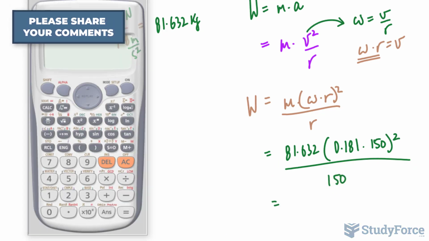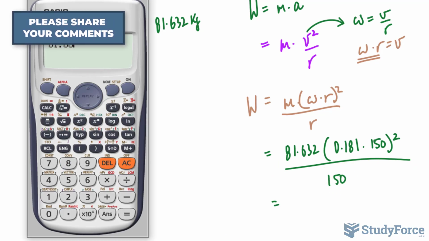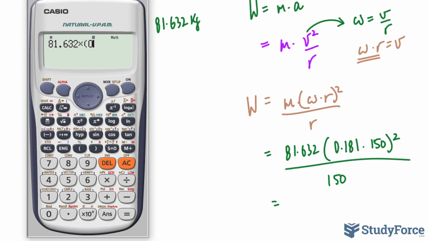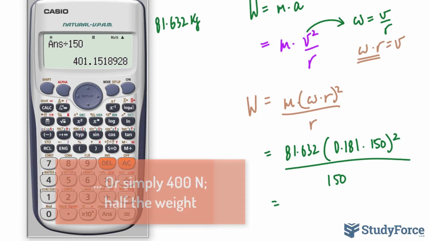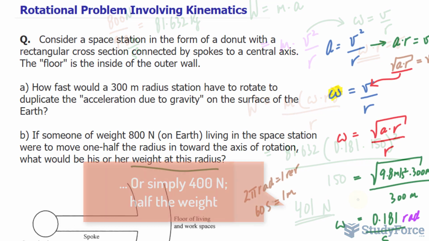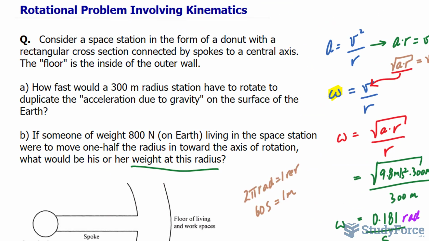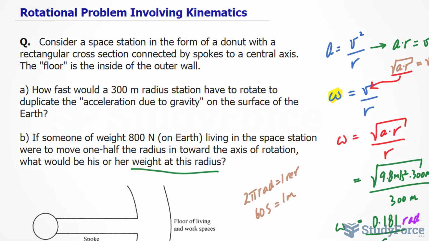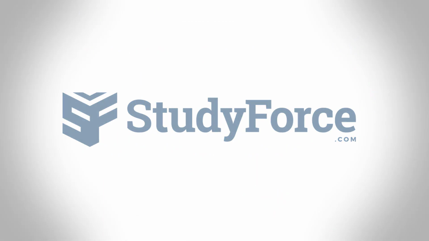So using our calculator, we have 81.632 times 0.181 times 150 raised to the power of 2. Then we divide this by 150, and we get around 401 newtons. 401 newtons would be the weight of the person 1/2 the radius towards the axis of rotation on this space station. And there you have it. That's how to solve rotational problems involving kinematics.